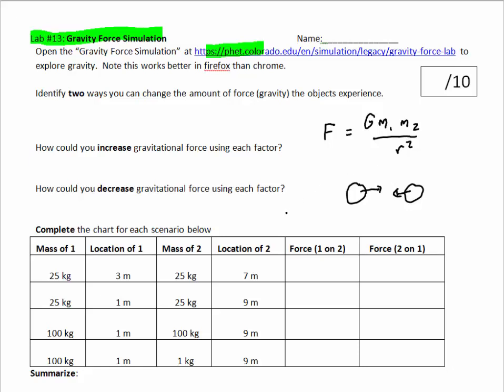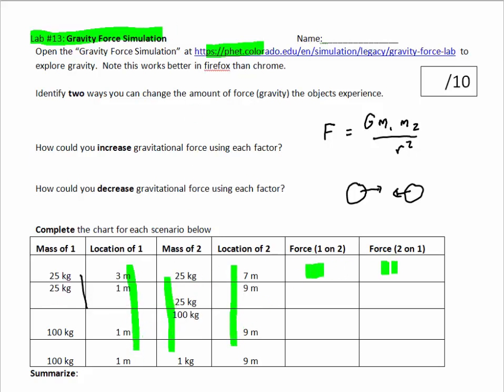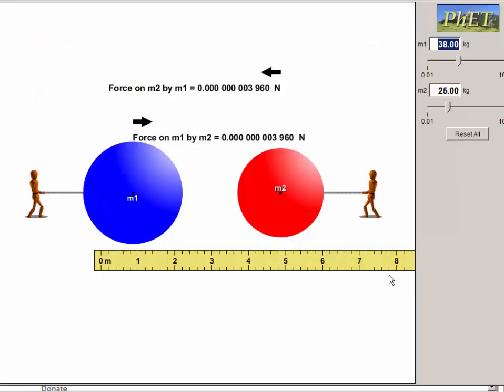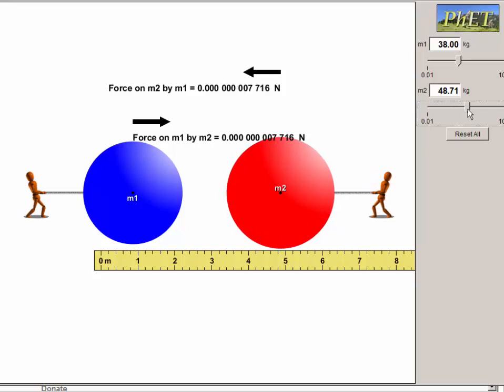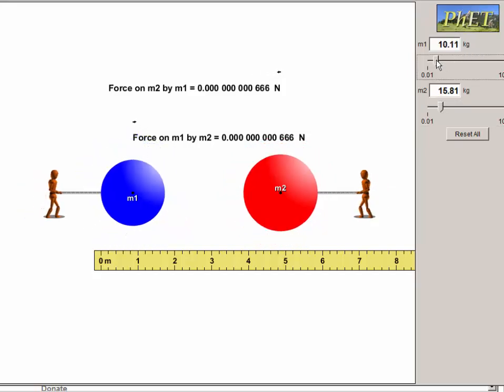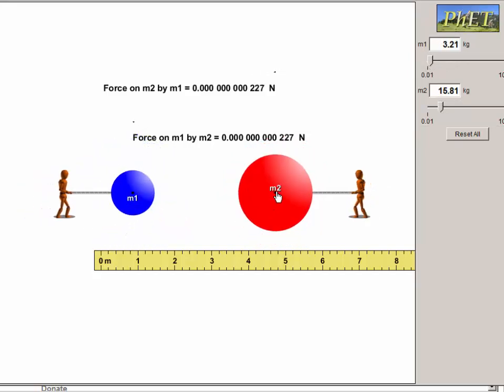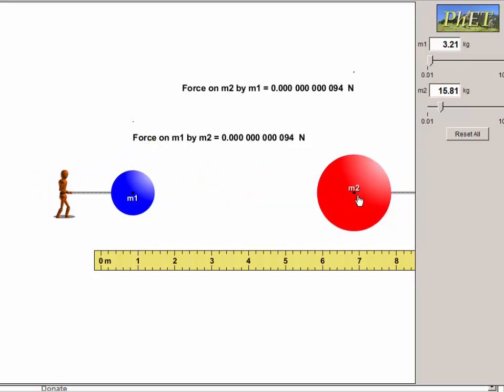What I have you do in this simulation is mess around with the mass of the two objects, and I might have you mess around with the distance between those objects and just measure the forces that are on them. So here I've popped open the simulation, and you can see that I've got the forces that we're interested in right there, and I can mess around with the masses of the objects, pretty straightforward, just like that. And I can also move the objects to the various locations that it's asked me to move them to.